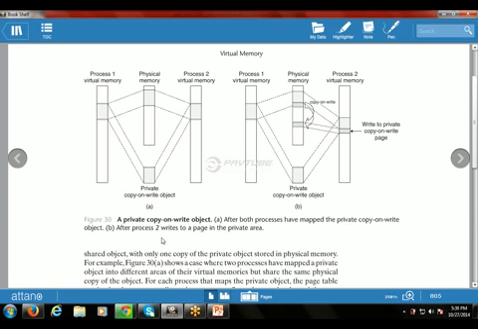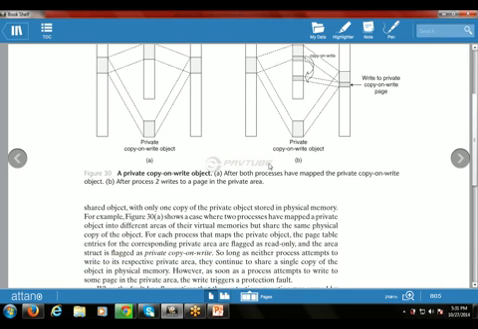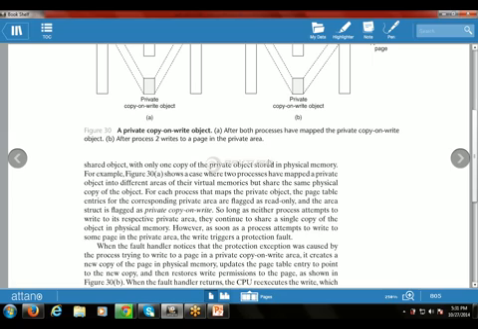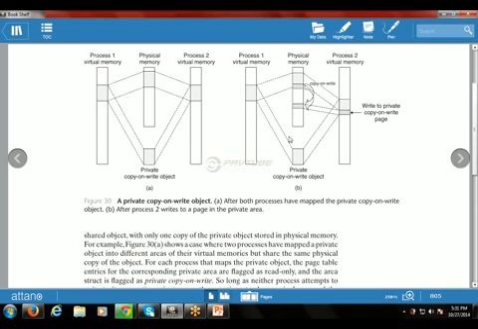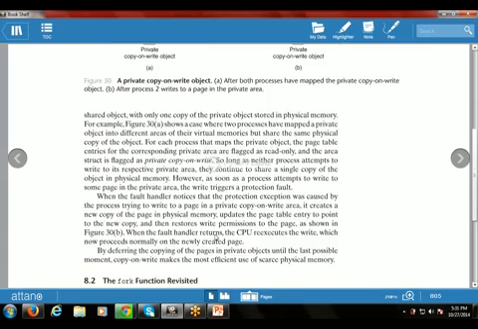Then process 2 writes to a page in the private area. This is when the fault handler notices that the protection exception was caused by the process trying to write to a page in the private copy on write area. It creates a new copy of the page in physical memory, updates the page table entry to point to the new copy, and then restores the write permission to the page, as shown in figure 30B. This shows how copy on write is performed on the private area.